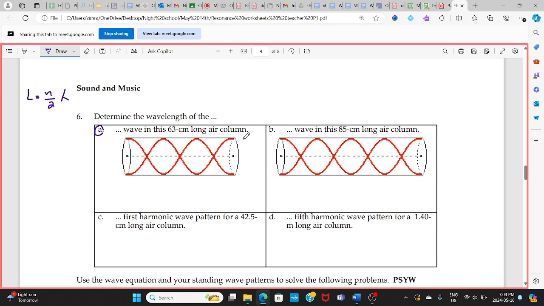Can anyone tell me how many wavelengths you see here? From here to here is a quarter, 1 over 4. Let's see how many quarters we have. Another quarter here, another quarter here. That's one lambda. Okay, that's good. I have 1, 2, 3, 4, 5, 6. Six quarters actually.